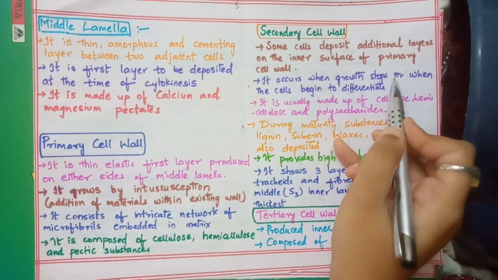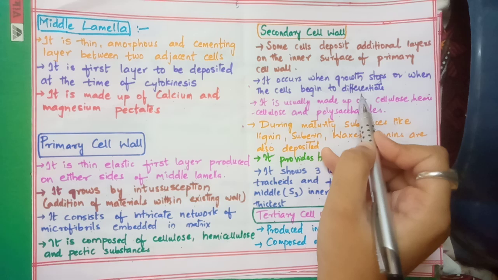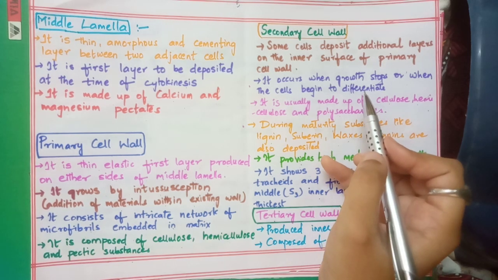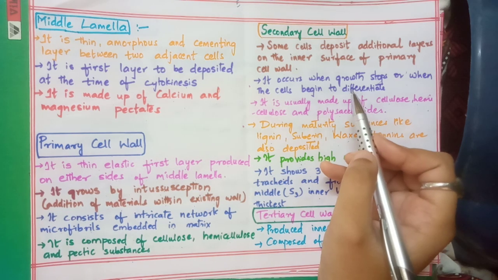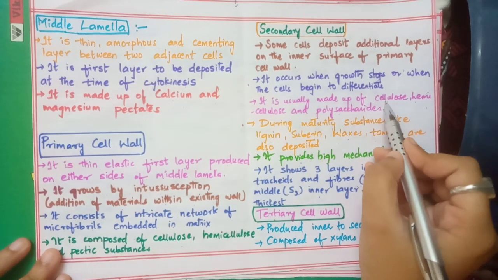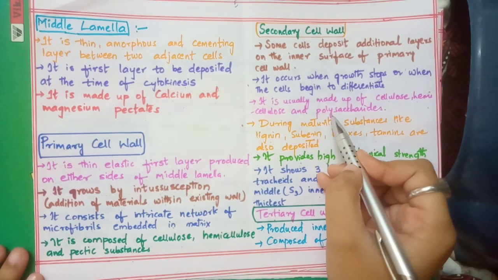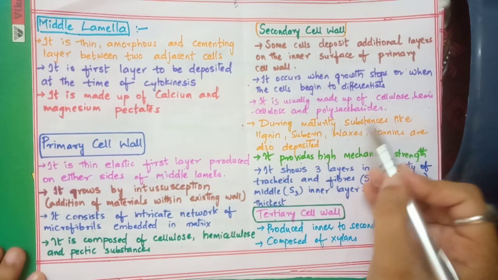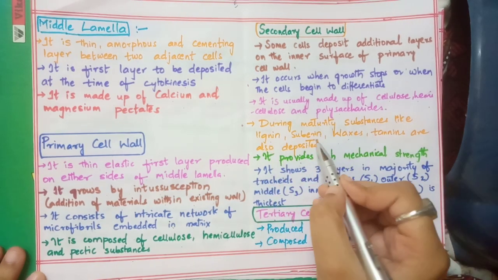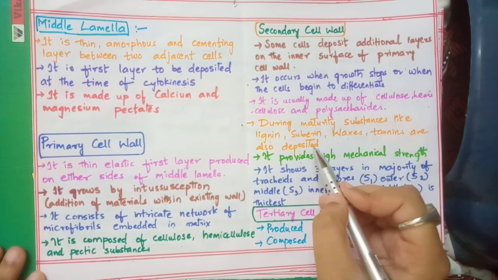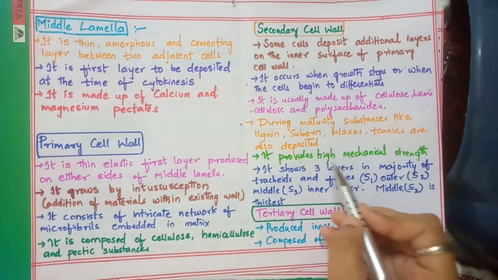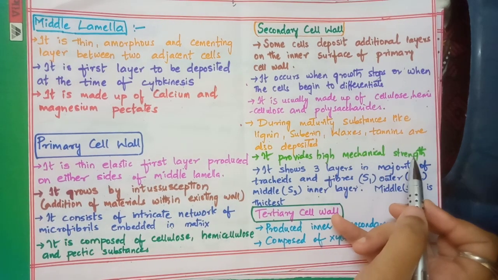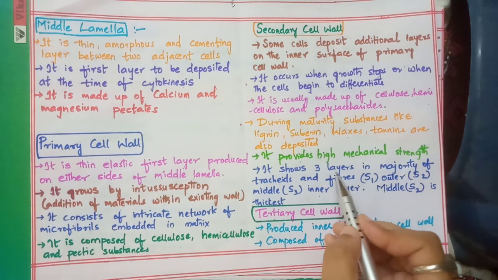It occurs when growth stops or when the cell begins to differentiate, meaning when the cell matures. At that time, towards the inner side of the primary cell wall, there is the formation of the secondary cell wall. It is made up of cellulose, hemicellulose and polysaccharides. During maturity, other substances like lignin, suberin, waxes and tannins also get deposited. The main important function of the secondary cell wall is that it provides high mechanical strength to the plant body. Then it shows three layers.